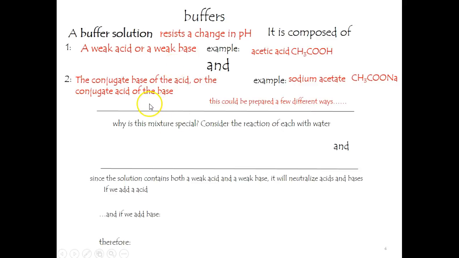And I mention it now because it does show up in a lot of problems that they have a problem that you could call a system that makes a buffer. Not a system that is a buffer, but it makes a buffer solution. So watch out for that. Okay, what's special about these mixtures?